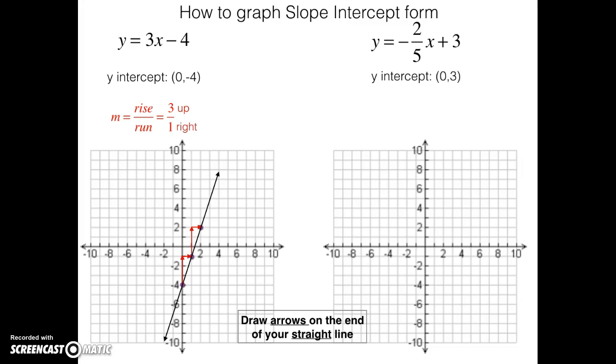For the next equation, we have y equals negative 2/5x plus 3. The y-intercept is (0, 3), so 3 on the y-axis. The slope is negative 2/5, so we're going to go down 2 and to the right 5. Our other option is to go the opposite direction, so we can go up 2 and to the left 5. So up 2, to the left 5. And then we're going to connect our 3 points with a straight line with arrows on the end of the line.